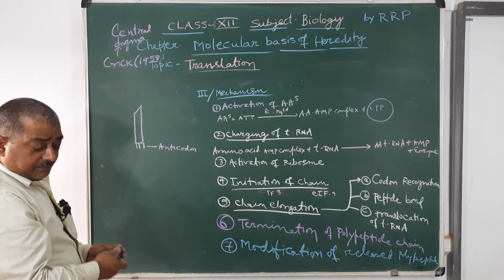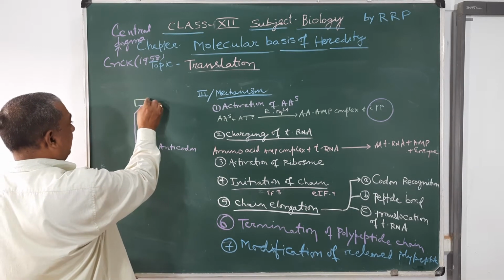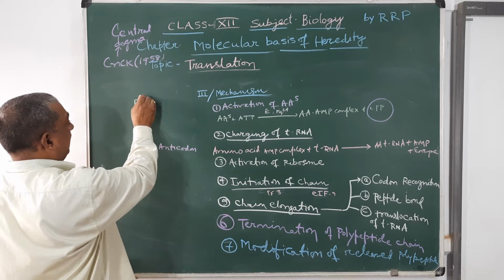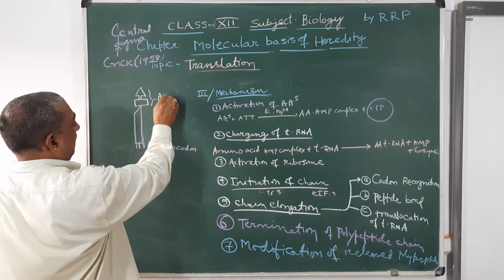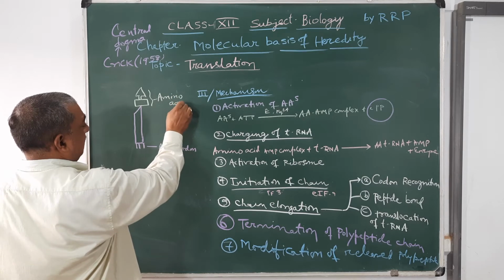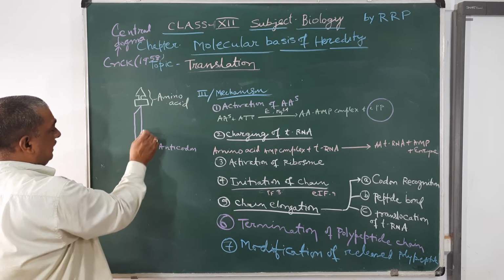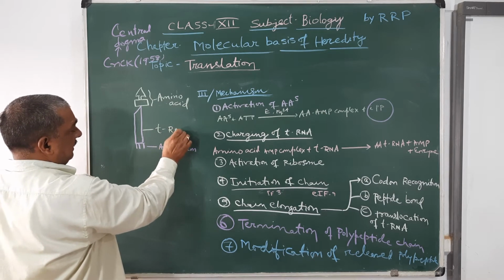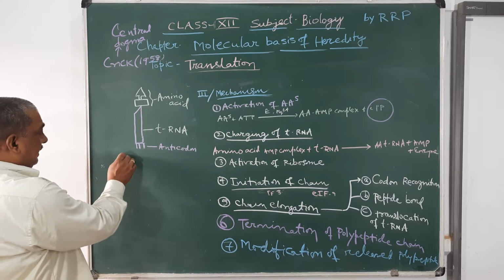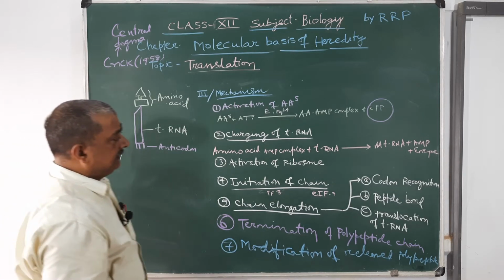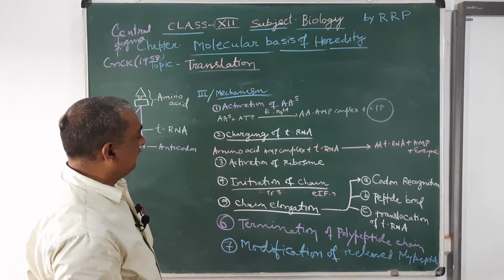An amino acid binds with tRNA, and amino acyl AMP is released. So this is the amino acid, and this type of amino acid is joined with tRNA, and there are various types of tRNA. They are catalyzed by an enzyme called amino acyl tRNA synthetase, and the amino acid is joined with tRNA, AMP is released and the enzyme is released.